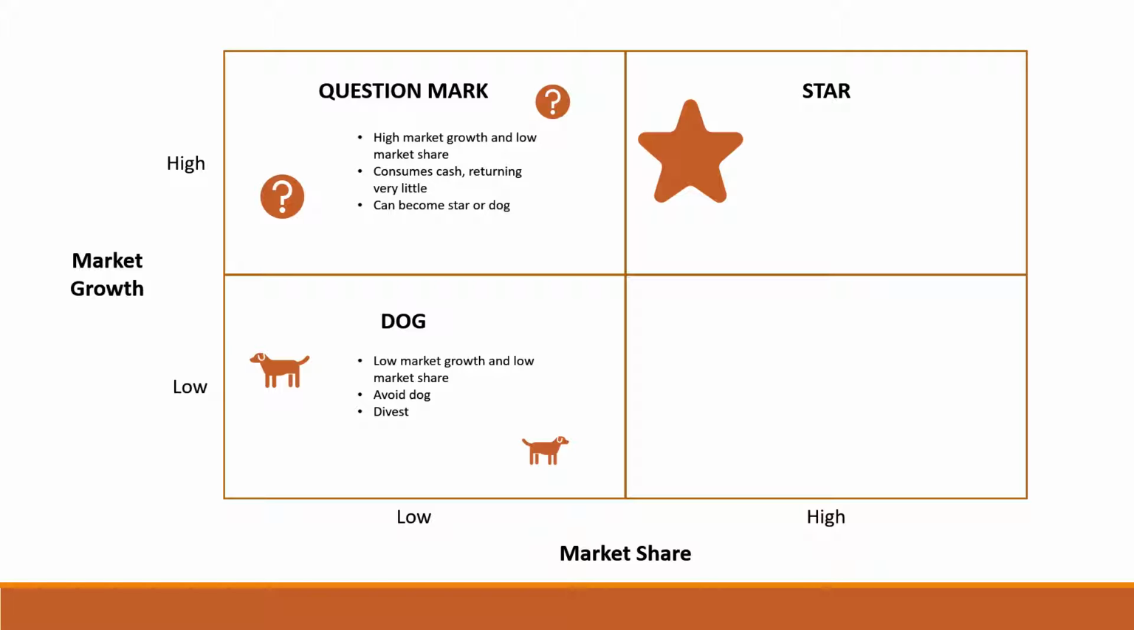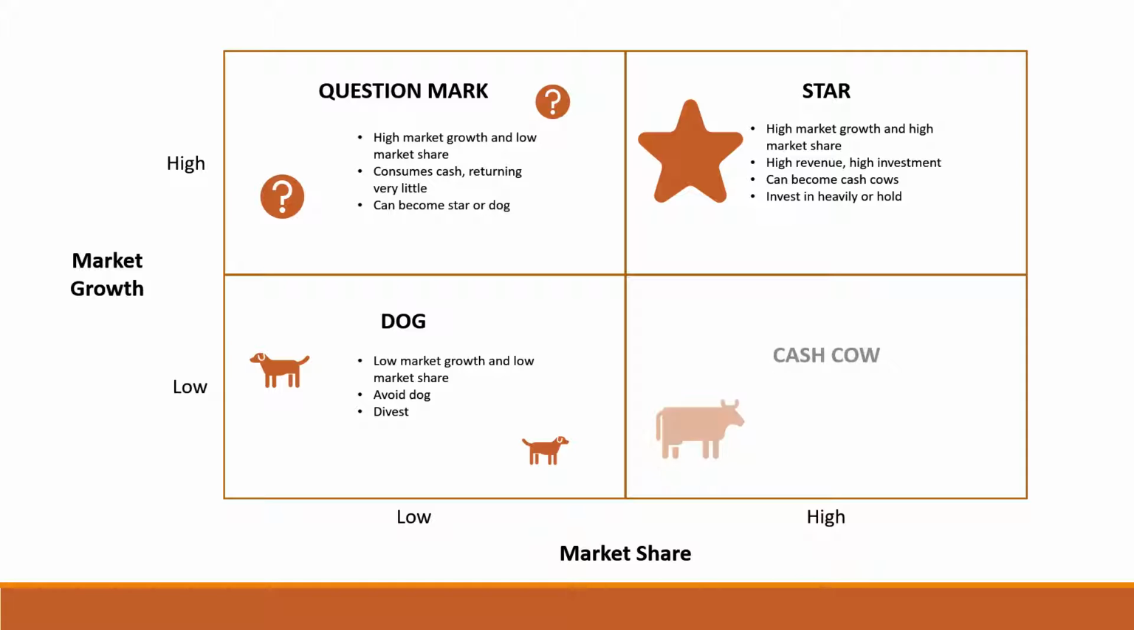The third segment of the BCG matrix we're going to look at is the star. A star has both high market share and high market growth, and as a result, generates large amounts of revenue for the firm. Although stars are generating large amounts of revenue, they can also be very expensive, requiring large amounts of cash. Stars can become cash cows by waiting until the market growth rate declines. Therefore, companies are advised to invest heavily in their stars or hold them.